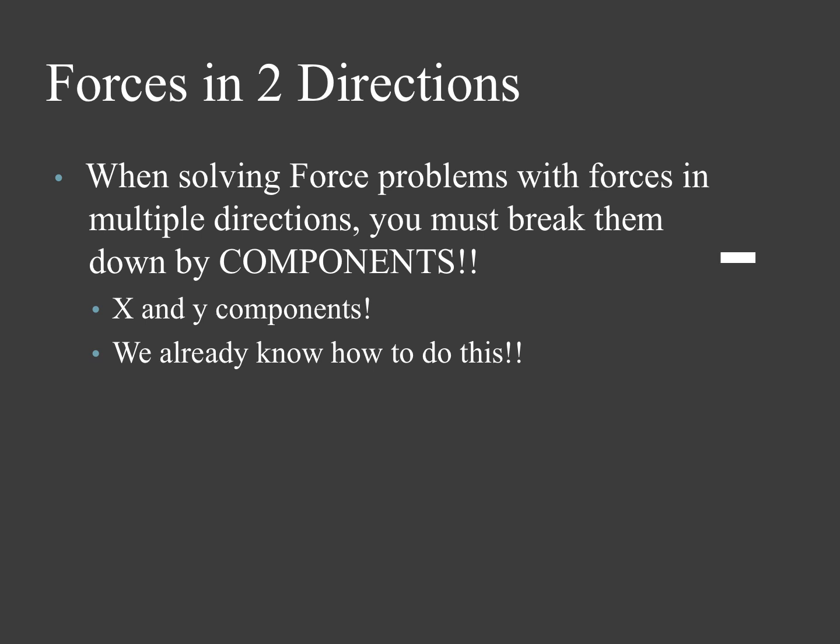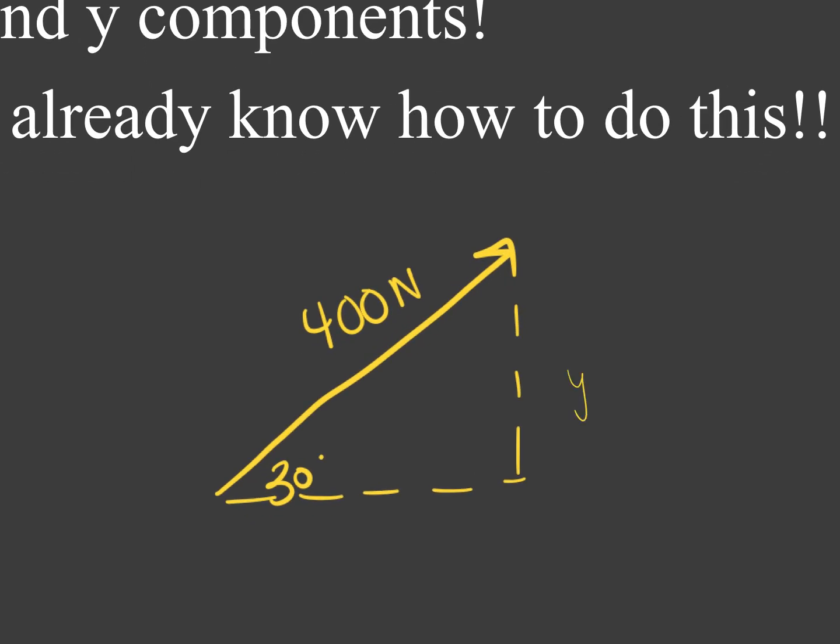So anytime we have a force that is going in multiple directions, we break them into X and Y components, and we already know what we're talking about here. So this would look like this. If I was applying a force upward at an angle of 30 degrees, right? And let's say that we applied this force of 400 newtons. That means that I would need to break this force into its Y component and its X component.